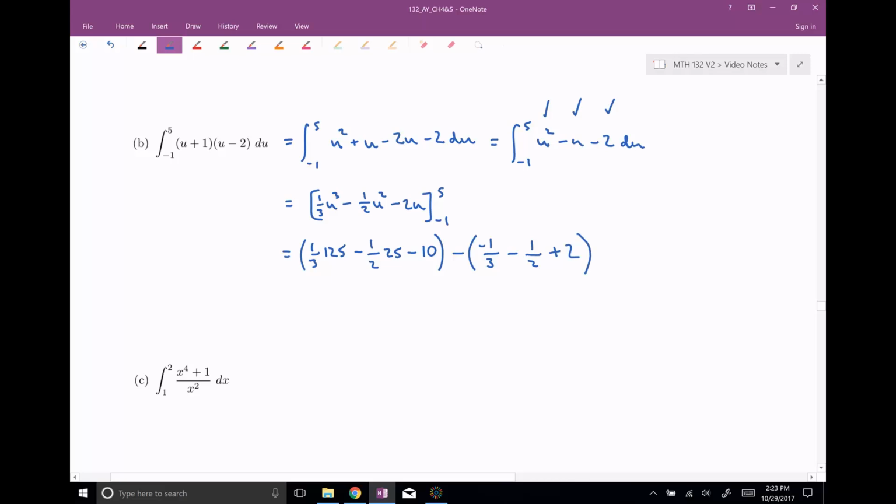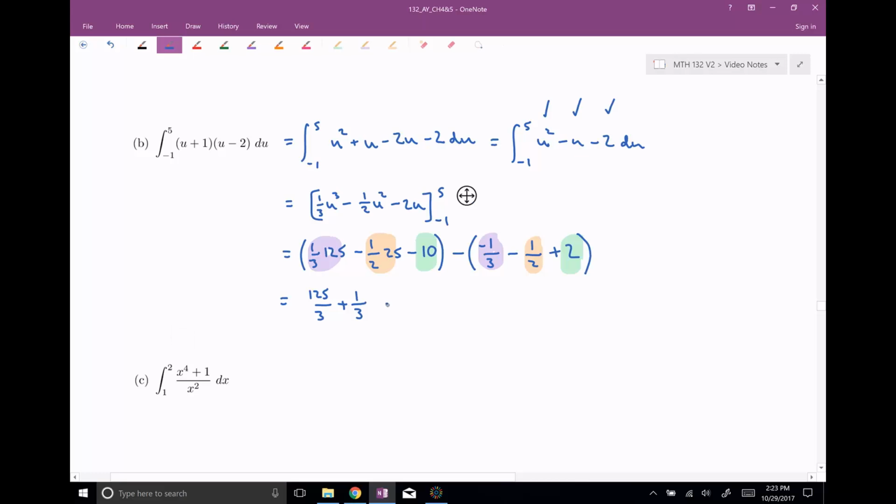Now in order to simplify this, I like to group together the common terms. These two both have division by 3, and these two both have division by 2. And then here we have division by 1, so these are just integers. I like to group these things together. I think it usually makes life a little bit nicer. So I'm going to have 125 thirds, and then I'm going to subtract away -1/3. That's the same thing as adding 1/3.